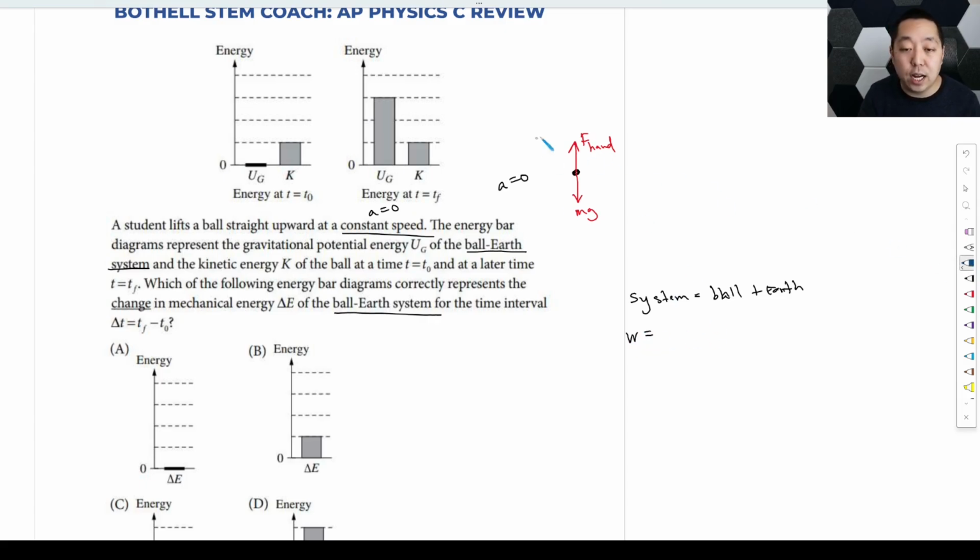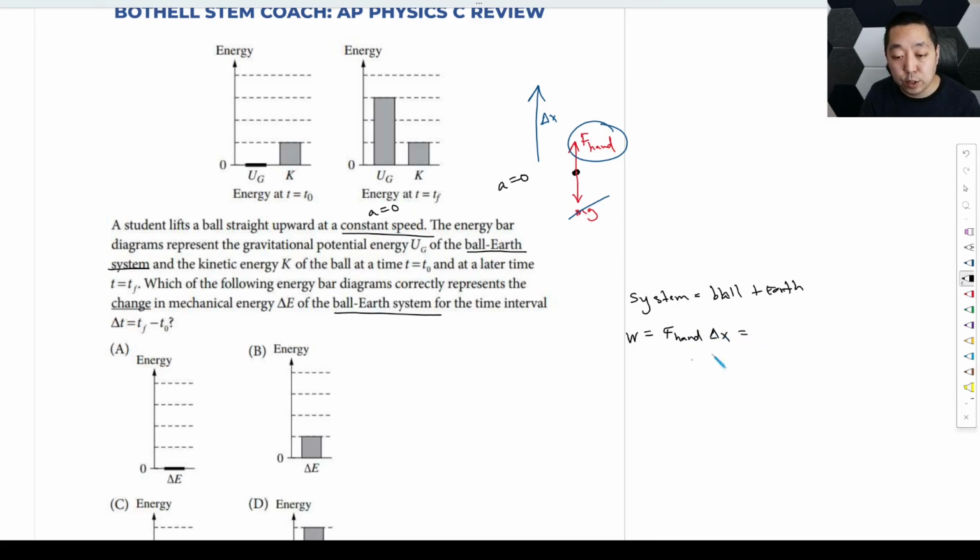So we're going to lift this thing up, right? And so we're going to think about, does gravity do any work? No, because it's part of our system. So we consider it part of potential energy. But the hand is going to do work. So the work is going to be the force from the hand times the displacement.